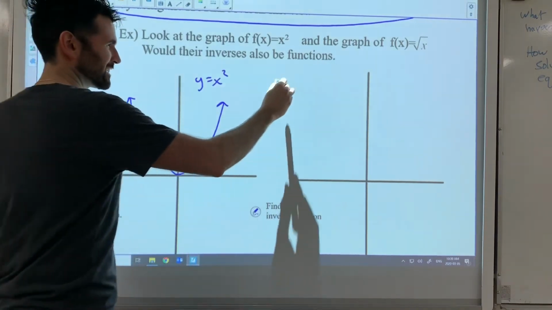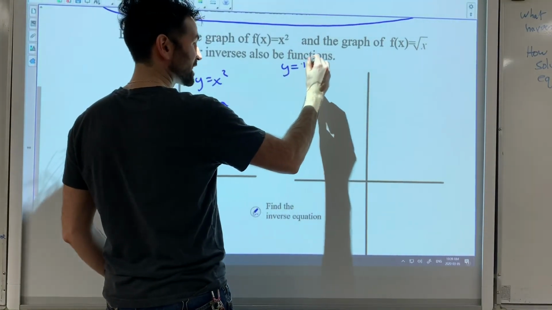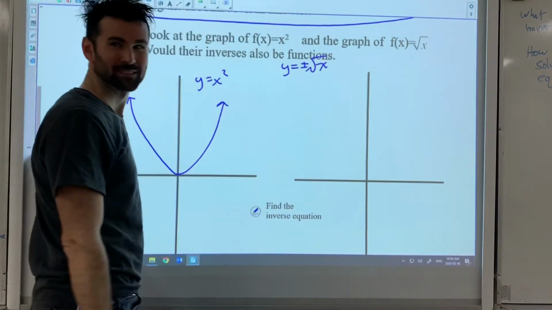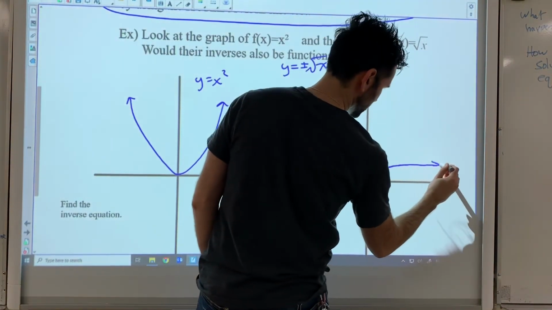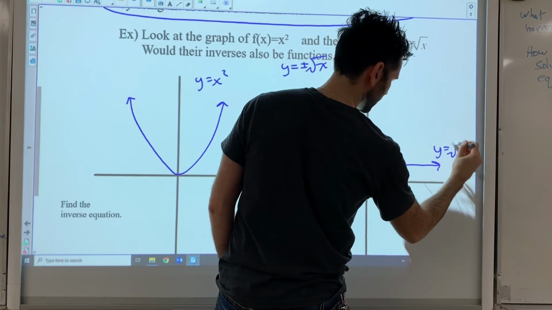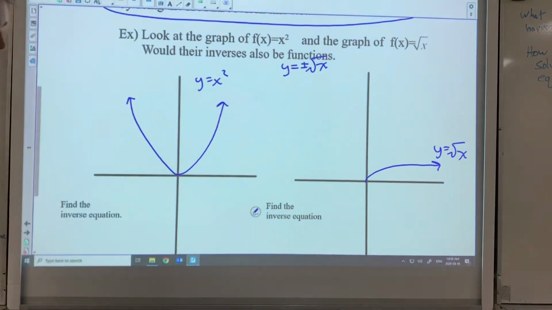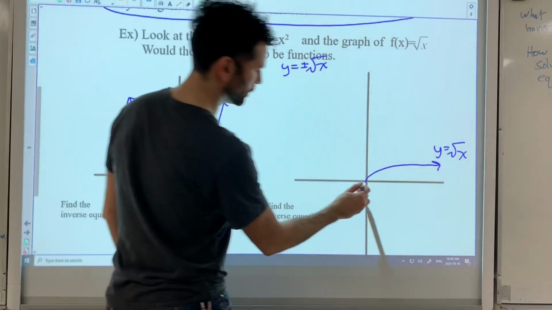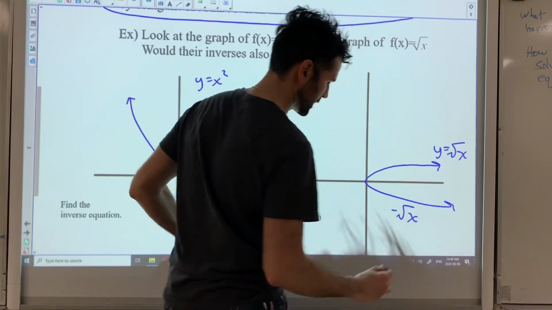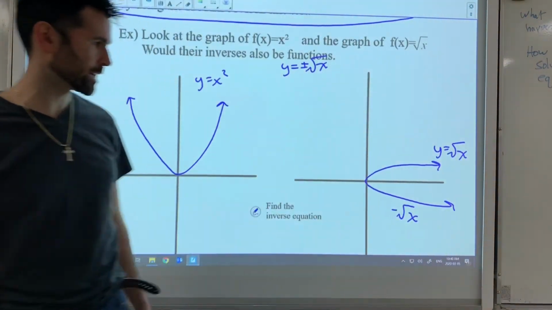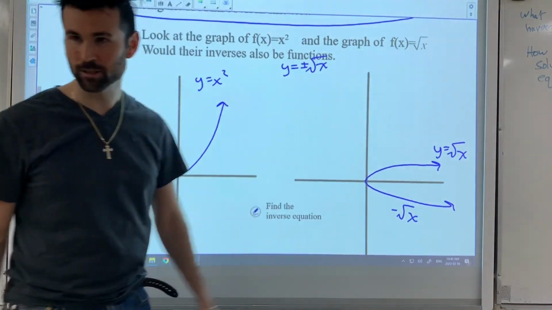What do you get? y equals plus or minus square root x. And I'm just saying, well, just look at the square root of x, which is this one. Is that a function? Yes. But if I graph the whole inverse, which would look like this, so this is negative square root x, it's just this half reflected over the x-axis. Is that a function? No.